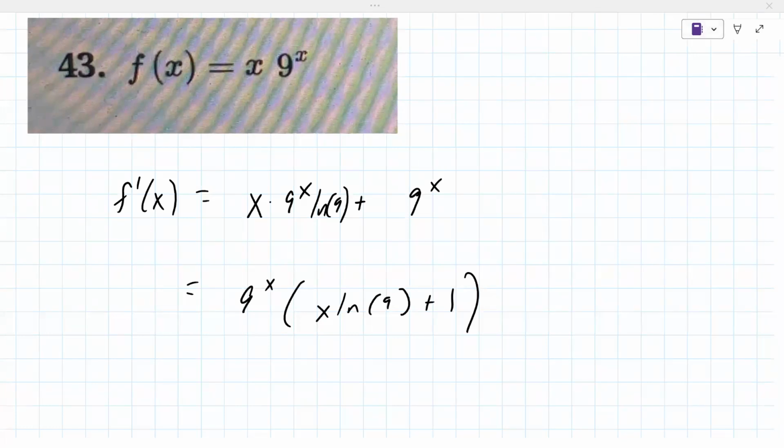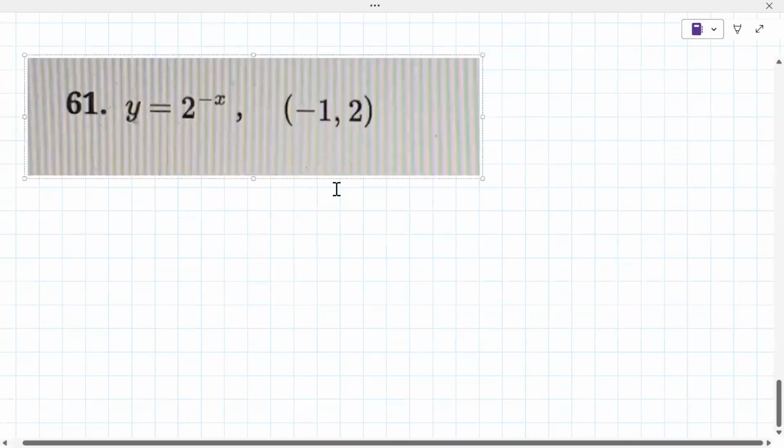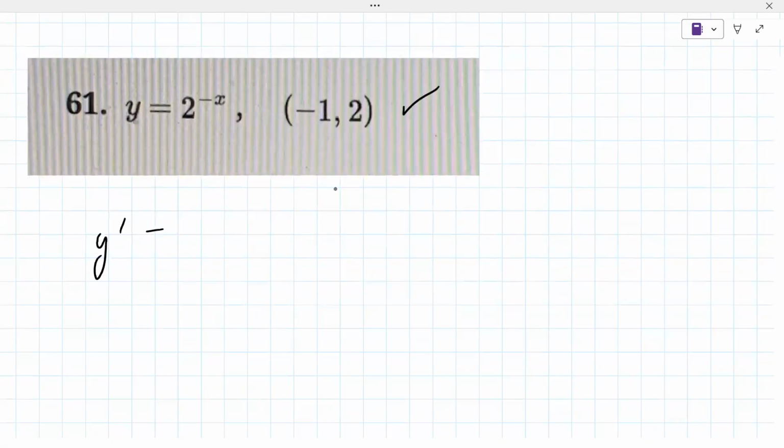All right, so the tangent line, we've talked at length, you need a point and a slope. So you have a point, you need a slope. So I want you to calculate the derivative for us, please. -2 to the power of -x natural log of 2. It's -2 to the power of negative x times the natural log of 2, good.